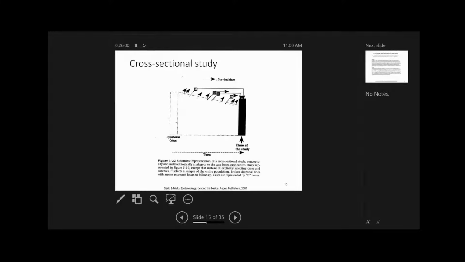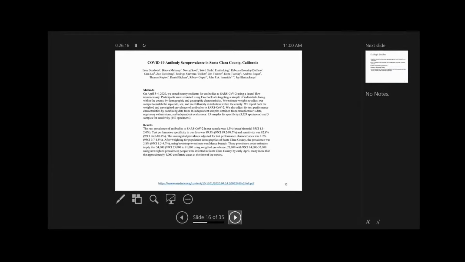That's why we would never use it for causality, because for causality, temporality is critical, right? Cause must precede the effect. And that you can never quite tell in a cross-sectional study. But it's perfectly fine if all you want is descriptive epidemiology and prevalence.